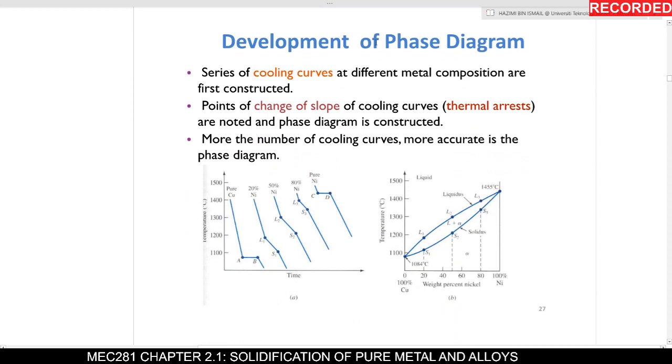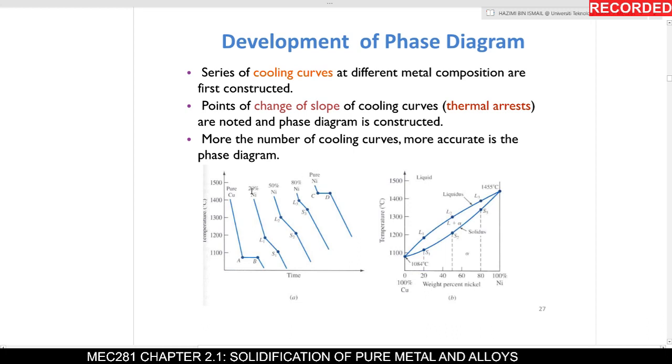Okay, jadi development of phase diagram, macam mana dia nak bentukkan phase diagram ni. Okay, cara dia, dia kena dapatkan banyak cooling curve. Okay, series of cooling curve at different metal composition first constructed. Tengok kat sini, dia ada banyak. Satu yang 100% copper, lepas tu 20% nickel, 50% nickel, 80% nickel, and last sekali 100% nickel.